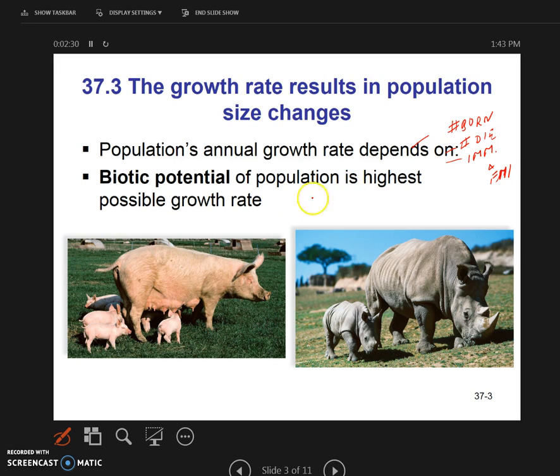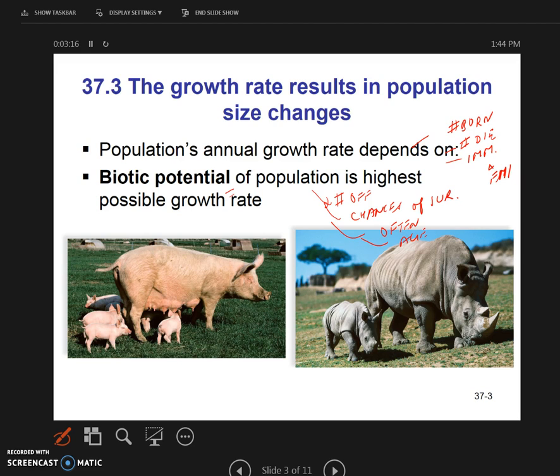Biotic potential, we come across another term called biotic potential, is the highest possible growth rate. So how is it achieved? It is achieved when resources are unlimited. And what does it depend upon? It depends upon the total number of offsprings reproduced, so the number of offsprings that are produced per year, the chances of survival. So what are the chances of survival? Then how often does each individual reproduce? And finally, at what age does reproduction begin for these individuals?